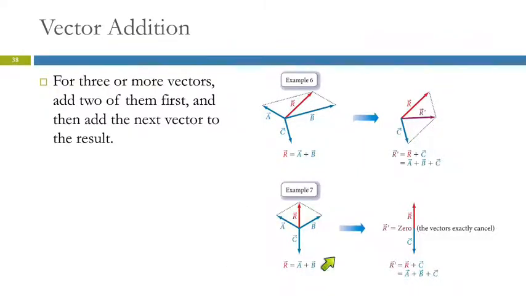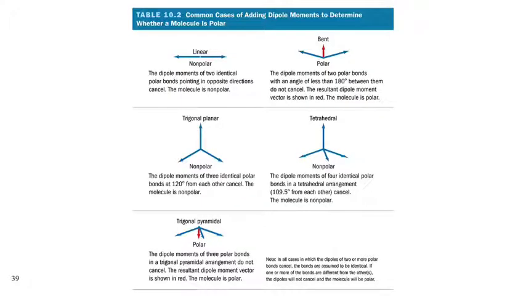Example 7 is interesting. Here we have 3 vectors. These all lie in a plane, but they're in opposite directions. They're going to the points of an equilateral triangle. So if we add A and B, we get vector R. And then we add vector R to vector C. Those are in opposite directions, equal in magnitude. They cancel out. So these 3 vectors add up to 0. Any questions? Clear as mud, right?